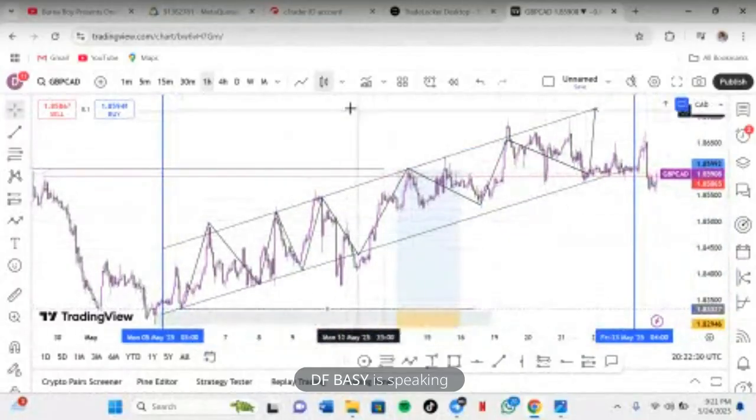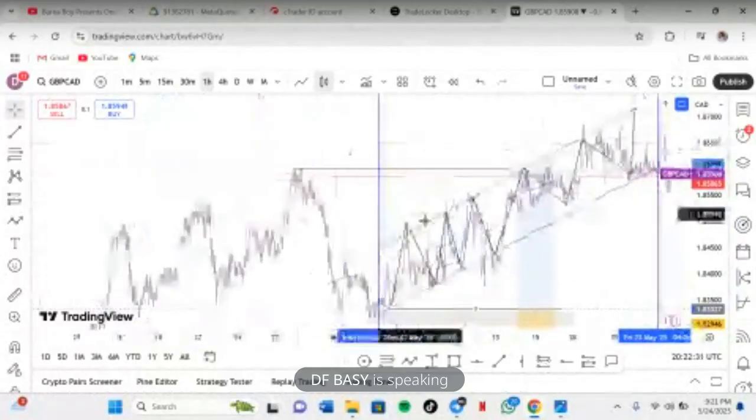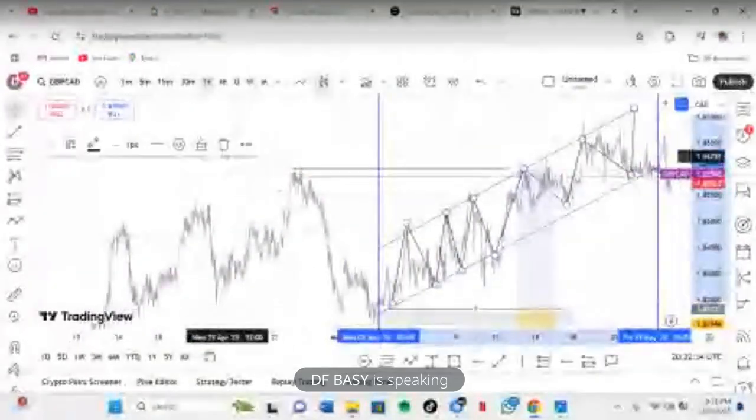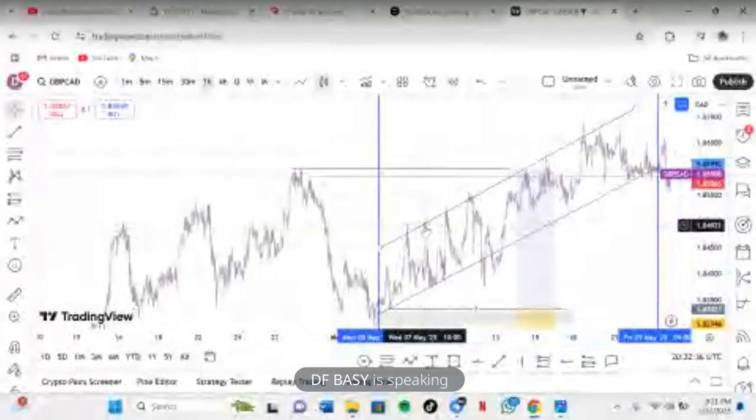So now let me introduce another market structure. Let me check another chart to see if I can find the same structure.